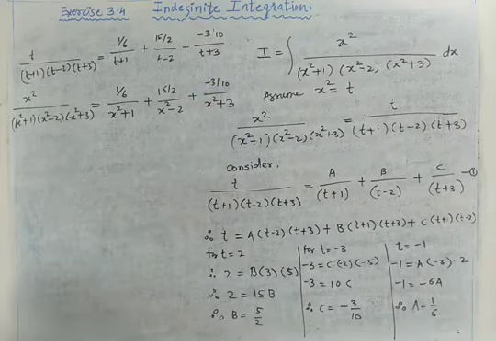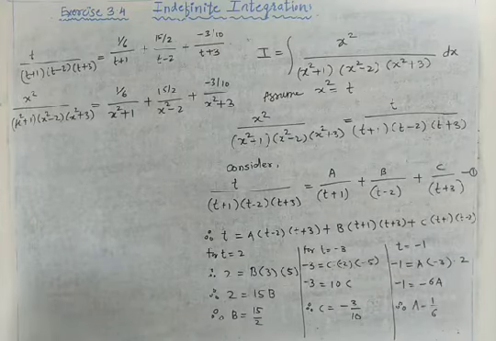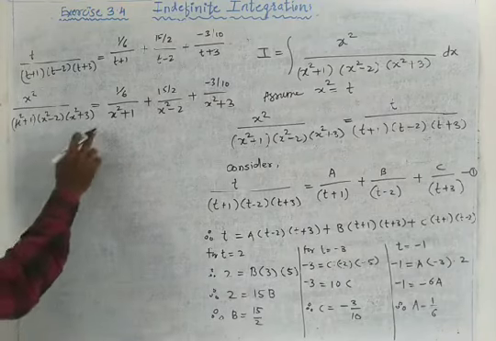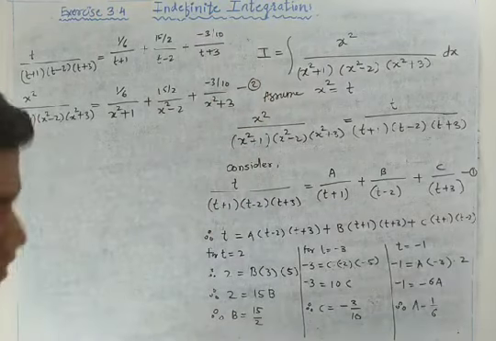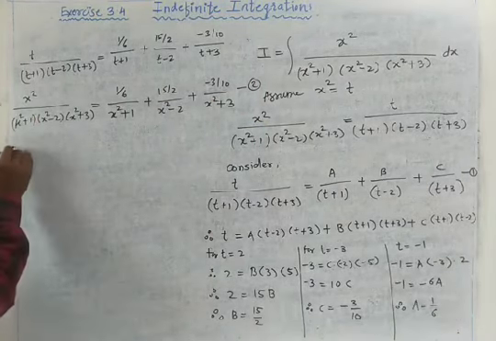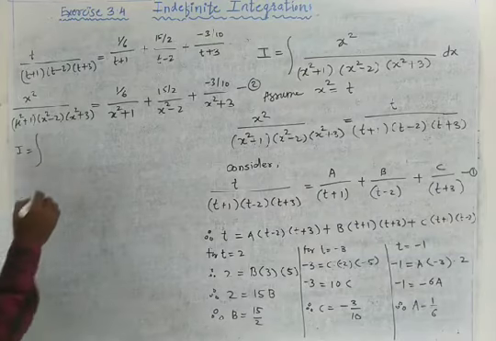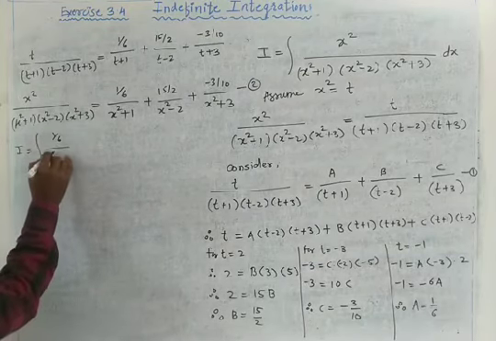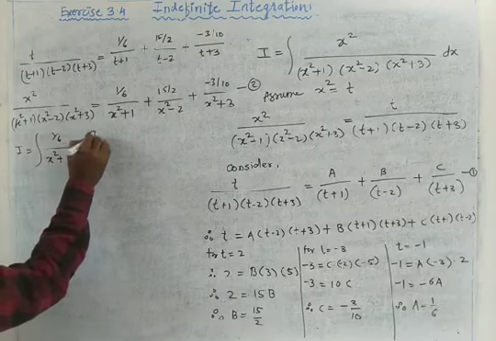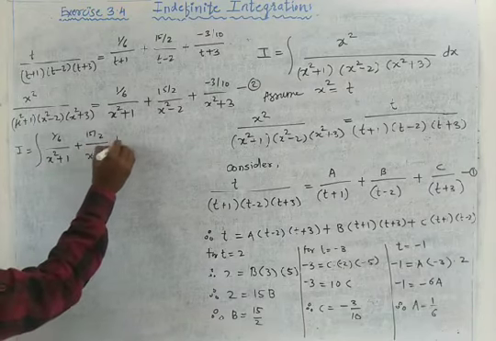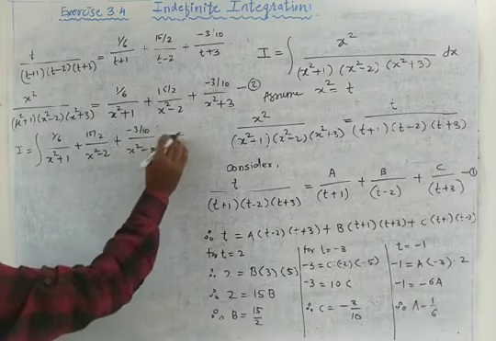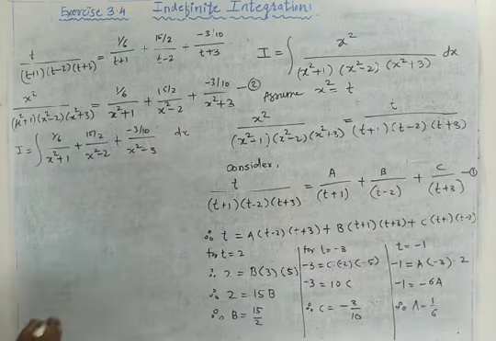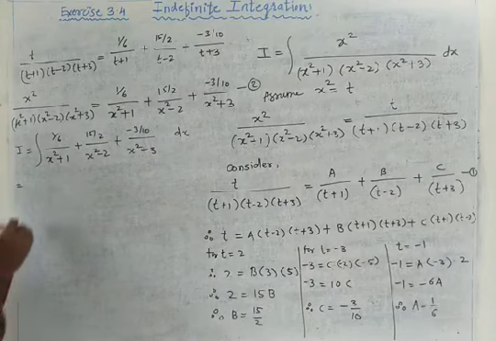Understand? So we rewrite the value of T as a x square. So now in the integration, the numerator and denominator are replaced with this equation number 2. Get it? So now write down the new integration. So I is equal to the integration of 1 by 6 upon x square plus 1, 15 by 2 upon x square minus 2, and minus 3 by 10 upon x square plus 3 dx.